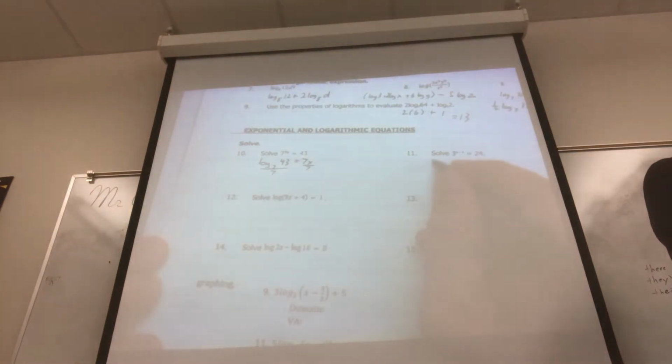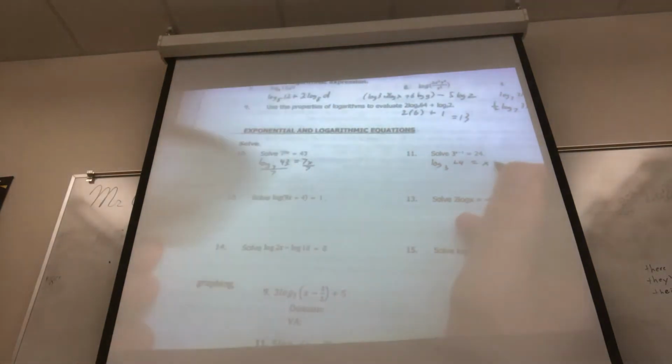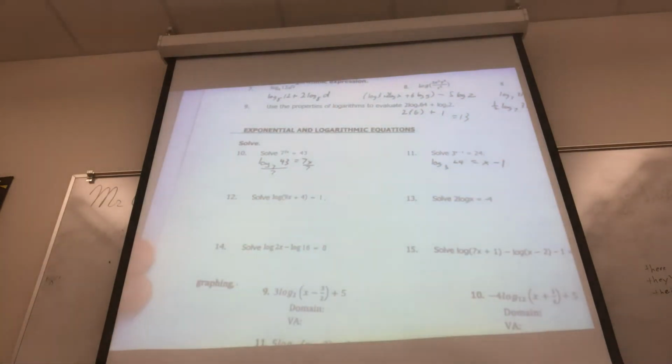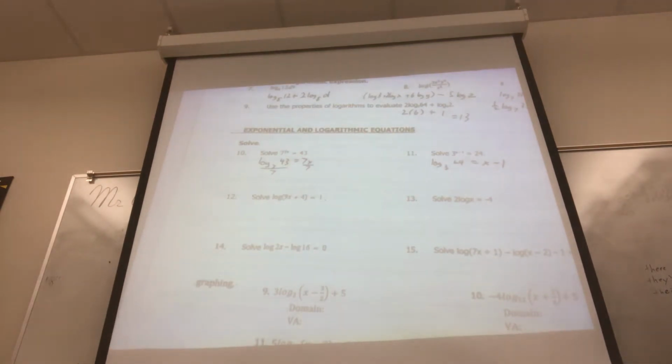On this one, same thing. Log base 3 of 24 is equal to x. Is that supposed to be plus or minus? Minus 1. Because 3 raised to the x minus 1 equals 24. They told us that. So the log base 3 of 24 is going to be between 2 and 3. And then I'm going to add 1 to it to get my answer.